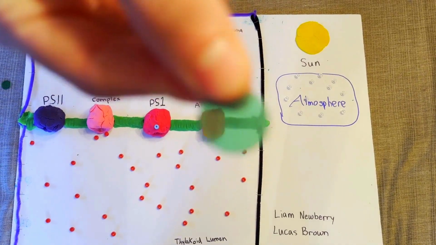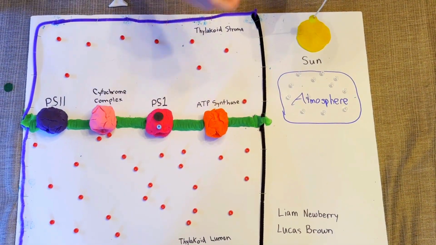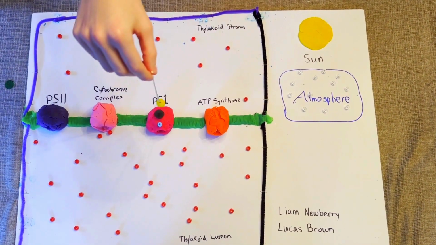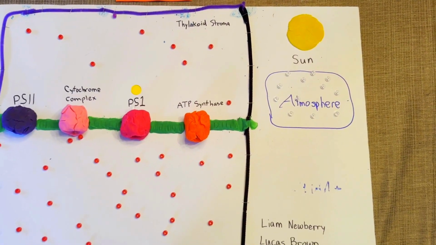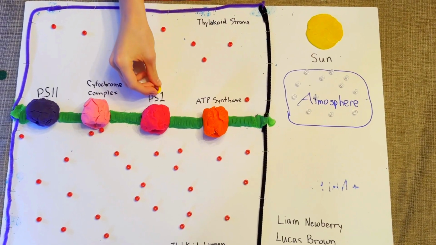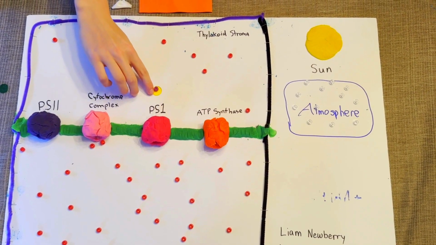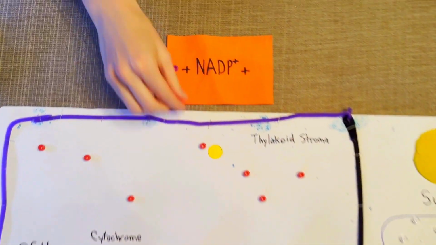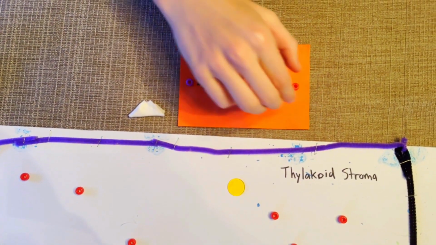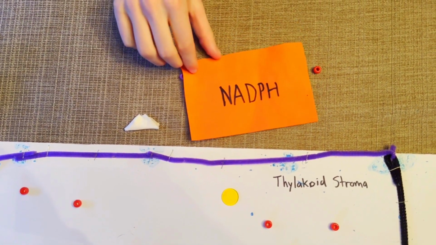Next, photons of light re-energize the electron in the chlorophyll in photosystem 1. Finally, these electrons are either recycled or they interact with a hydrogen ion and a molecule of NADP+, the final electron acceptor of the light reaction, to form NADPH. Some of the energy from light is now stored in the reduced molecule NADPH.